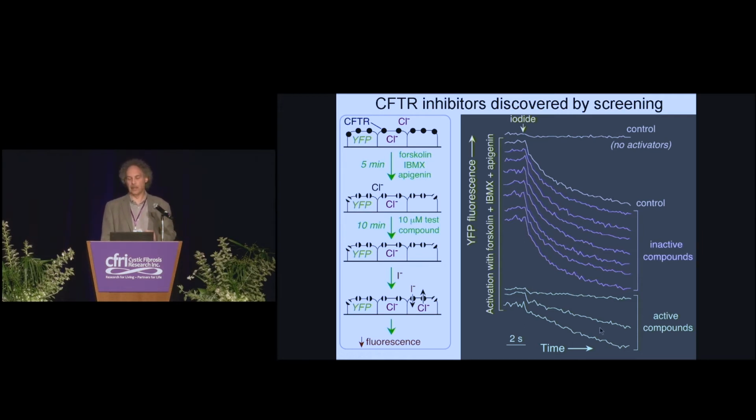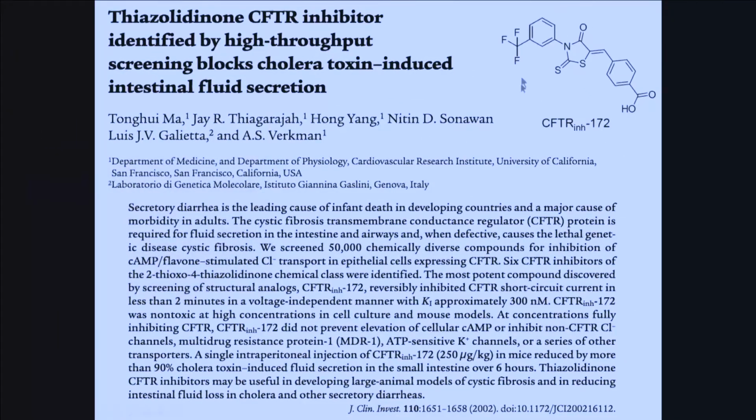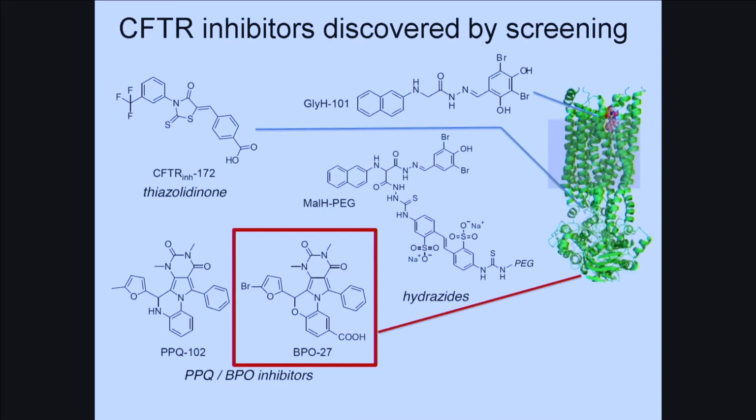It turned out for the inhibitor screen that very few inhibitors could be identified. It's a tough screen. But we published in the JCI way back in 2002 the first inhibitor, of the thiazolidinone chemical class, CFTR inhibitor 172, and this has been used very widely in many thousands of studies and papers to study CFTR function. Subsequently, we identified a couple of other inhibitor compounds. The best one is this one in the red box, BPO27, and this is actually a compound in development. I'll come back to it in a few minutes.